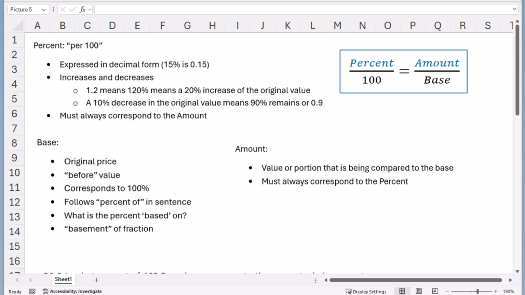This section is a review of basic percent problems with a focus on how they can be used in business. First, just reviewing that a percent means per 100. The percent can be expressed in either decimal form or as a percentage.